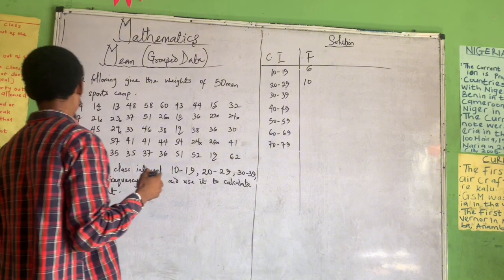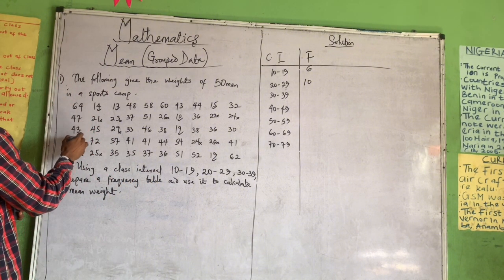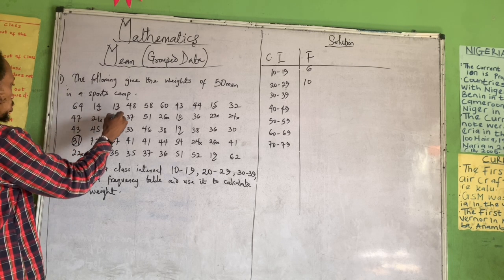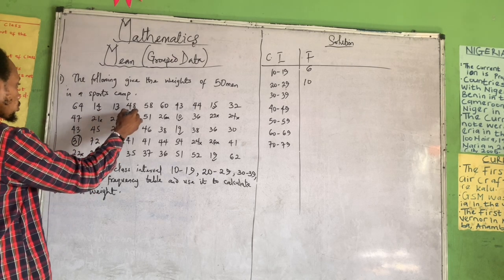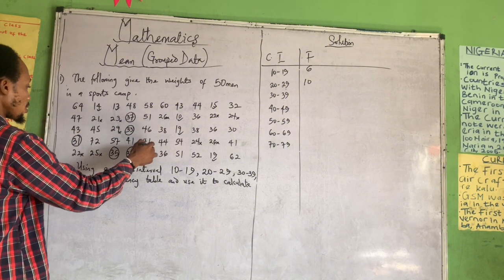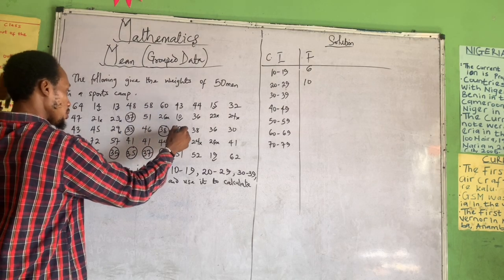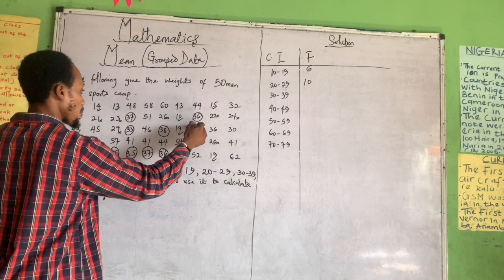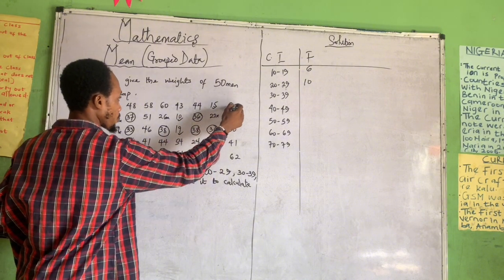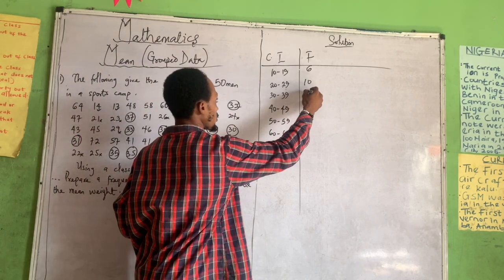So we have 30 to 39. So let's use circle. 30 to 39, we have 1, 2, 3, 4, 5, 6, 7, 8, 9, 10, 11, 12, 13. So this is 13.